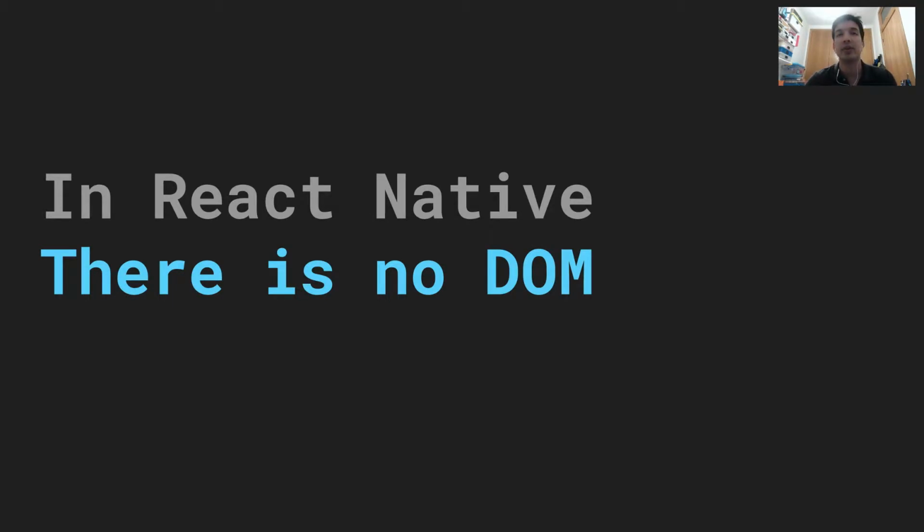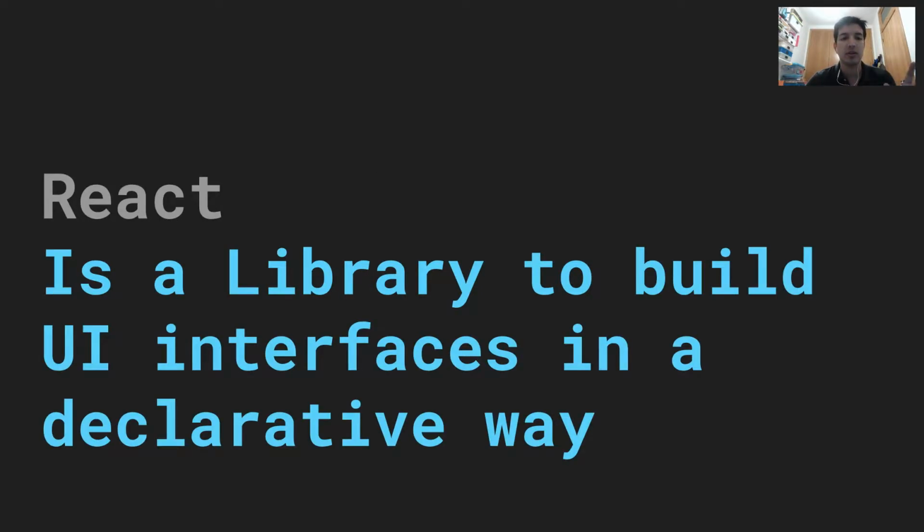In React Native, there's no DOM, and React is all about the DOM. React is a library to build UI interfaces in a declarative way. Also in React Native you can build UI interfaces in a declarative way, but it's not a library, it's a framework. The main difference between a library and a framework is that React is just a JavaScript library. It's just a simple JS file that you can include in your page, and you can use it right away.